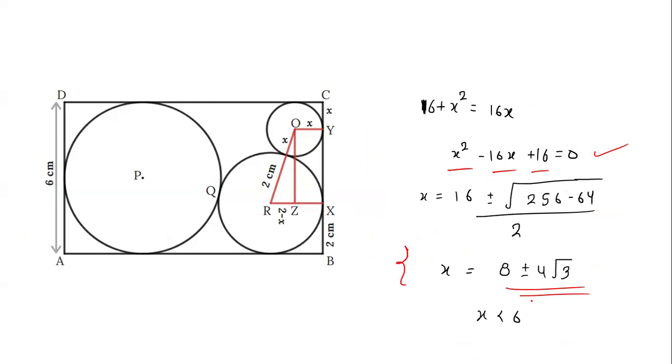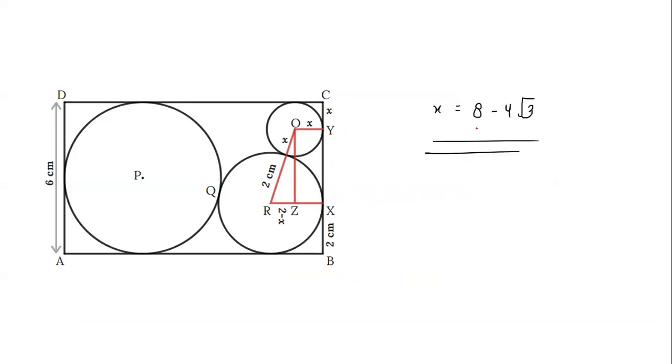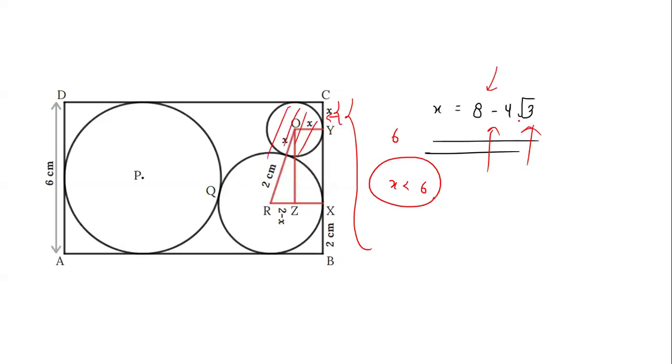It will come like 8 plus minus 4 root 3, but from the figure you can see that 8 plus 4 root 3 is obviously bigger than 6, and 6 is this whole distance, this BC. You can see this X is just a small part of the BC, so it cannot be 8 plus 4 root 3. So we disregard 8 plus 4 root 3, and we only take 8 minus 4 root 3 because this X is smaller than 6. From the figure we can easily see that this whole is 6 and this X is just a small part of this. So we are ignoring 8 plus 4 root 3, and the final answer for the radius of this circle is 8 minus 4 root 3. So in this way we can solve this.